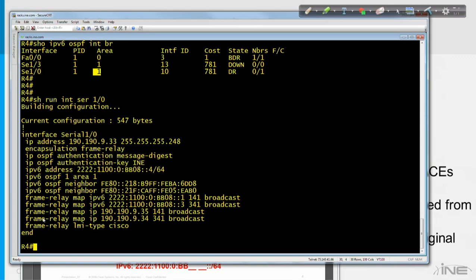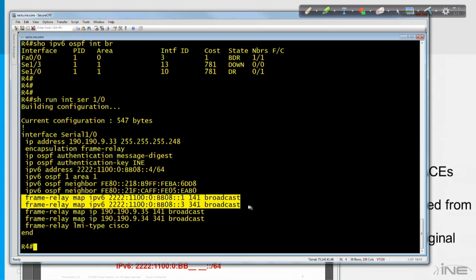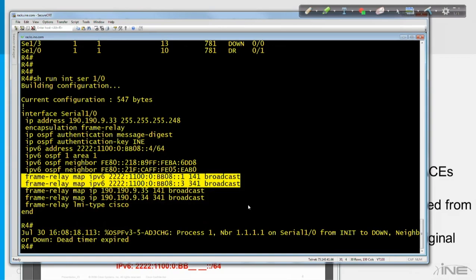We know that OSPF version 3 forms neighbor relationships using link local addresses. And with frame relay, on a non-broadcast multi-access network, you have to be able to map the DLCI number to the layer 3 address you're trying to reach. Well, I see some frame relay maps here to reach the global address of my neighbors, but I don't see any frame relay maps indicating how to get to the link local address of my neighbor. That's definitely going to cause a problem. Okay, so let's go over to router 3 and discover what his link local address is so we can add it in here.